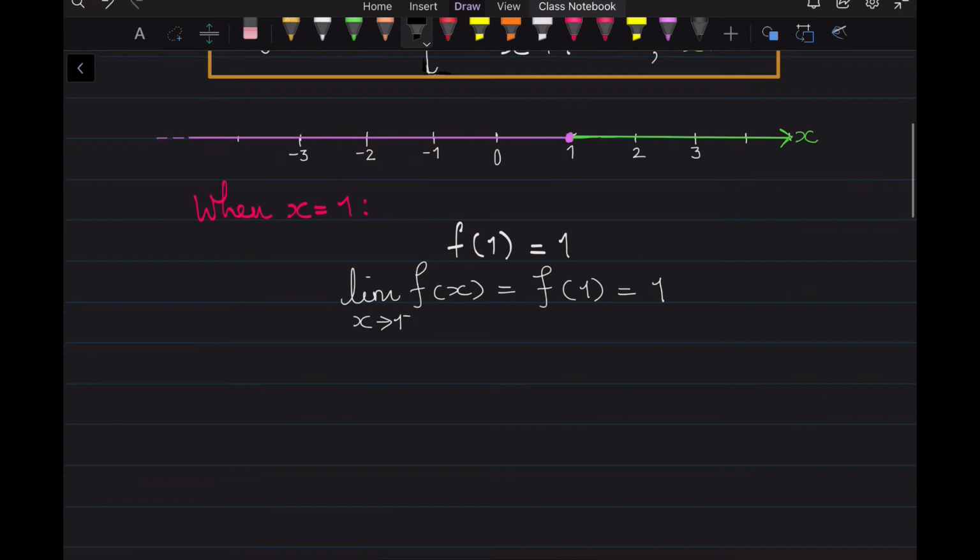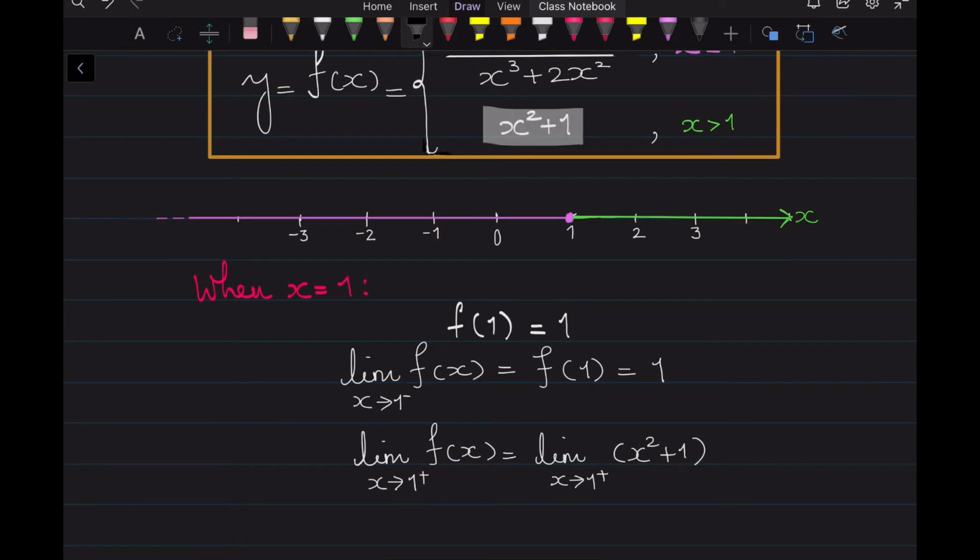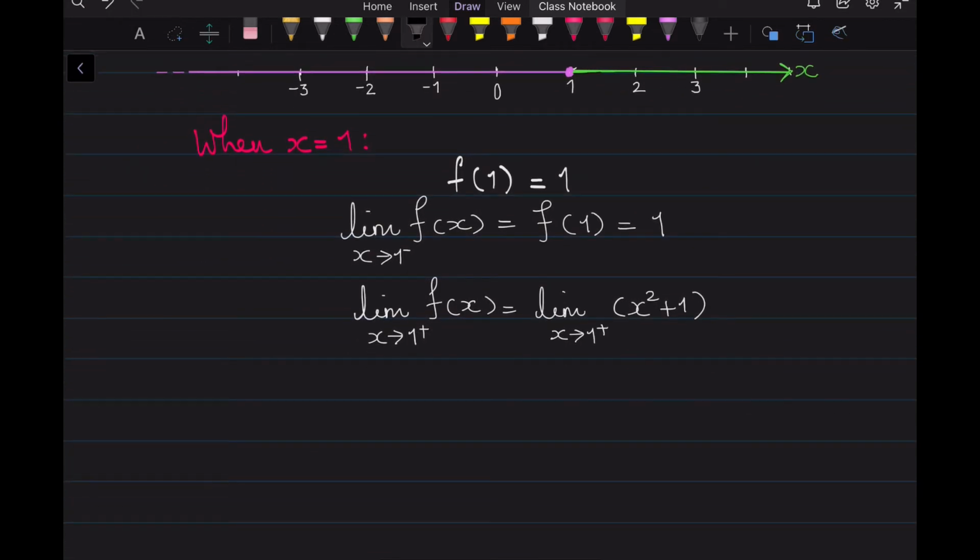So the limit of this function as x approaches 1 from the right is given by limit as x approaches 1 from the right, and we'll replace this f by the polynomial expression x squared plus 1, which is right here. And now it's quite easy to see that as x approaches 1 from the right, this x squared approaches 1. So 1 plus 1 is 2. So this limit comes out to be 2.